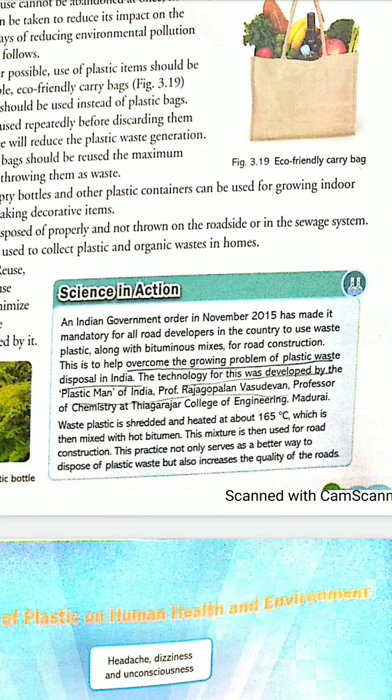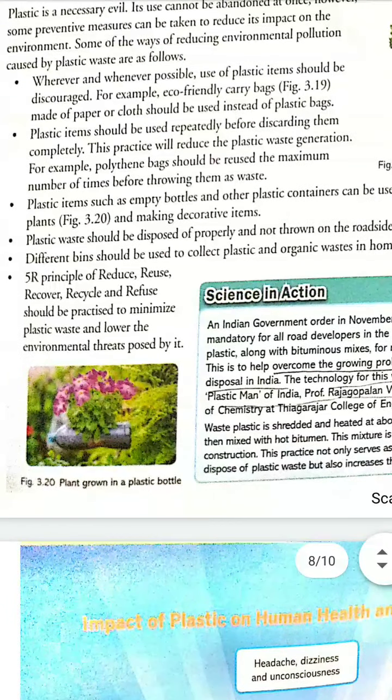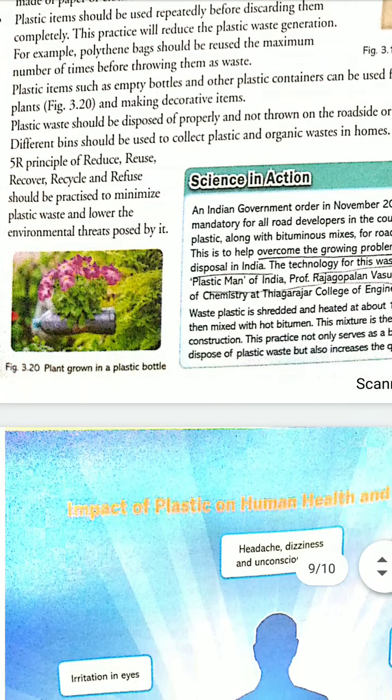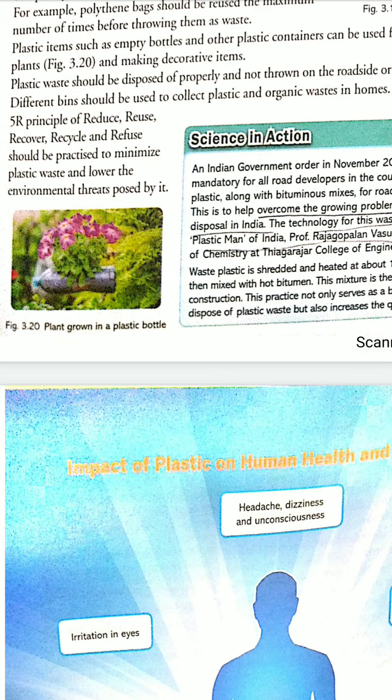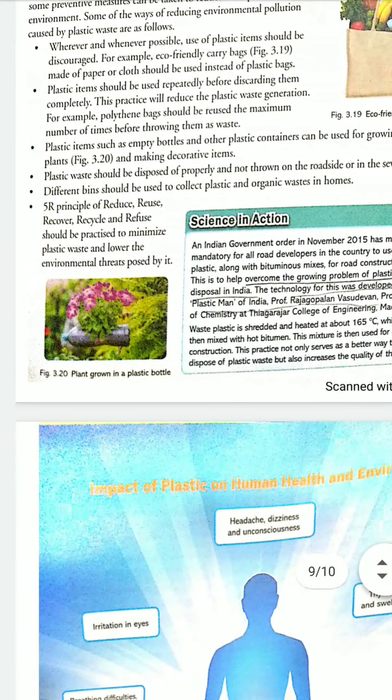Then plastic waste should be disposed of properly and not thrown on the roadside or into any sewage system. If we throw it on the roadside or into the sewage, it will block the sewage, and it will create trouble for us only, and it can be eaten by any animal and create toxicity in their stomachs, isn't it? So we should have different bins. One bin should have kitchen waste, the biodegradable substances, and the other bin should have non-biodegradable substances, and we have to segregate them and then throw them out.